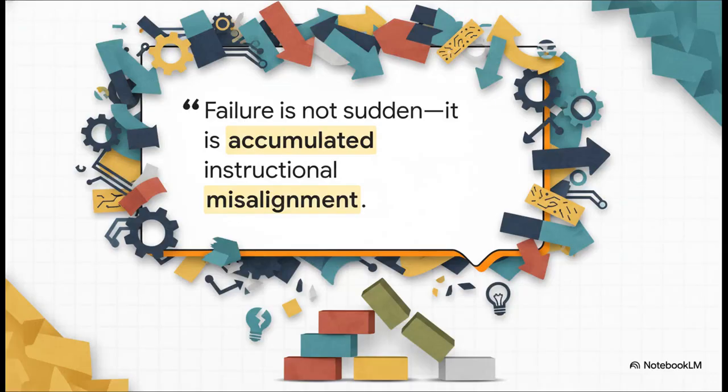And that's the key takeaway here. A bad output is almost never a single, sudden event. It's the final result of a whole series of misaligned, competing, or ambiguous instructions that have been piling up throughout the entire stack, from the system level all the way down to the last word in your prompt.